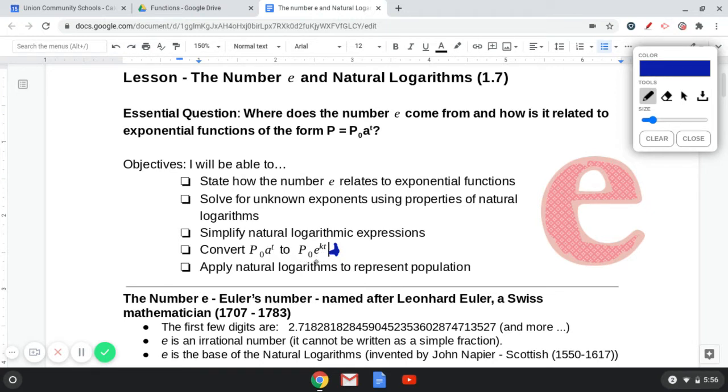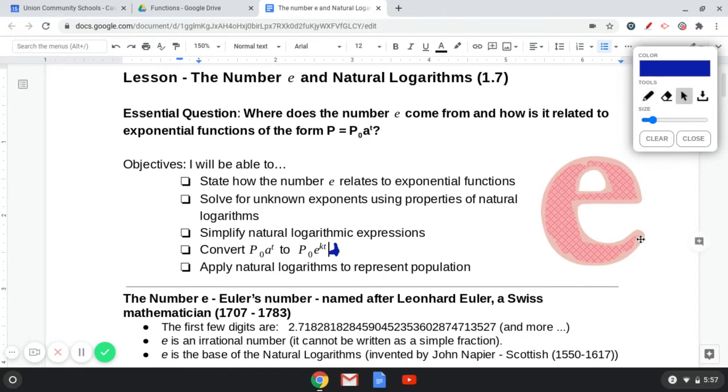This form is much more often used in mathematics and physics to represent tons of different things, but especially population, and any sort of exponential growth often uses this number e. But we can convert between the two, and there's really not that much difference. This one is just a much more popular form to use, and we're going to learn about that today. And like I already basically said, we're going to apply natural logs to represent population.